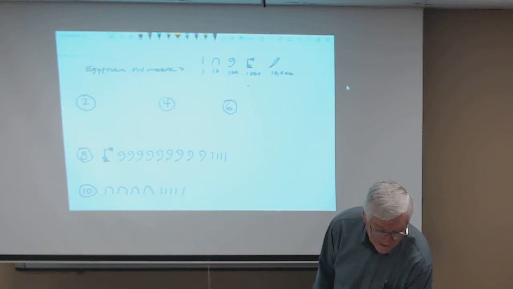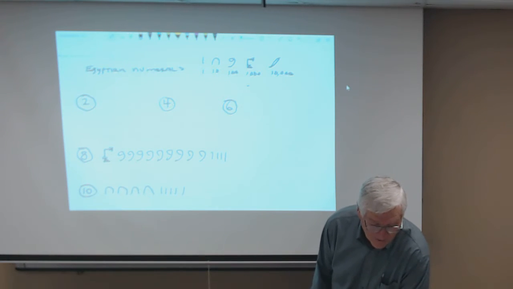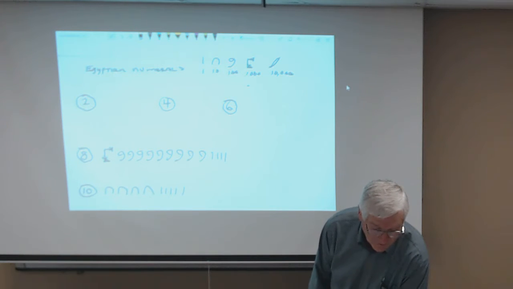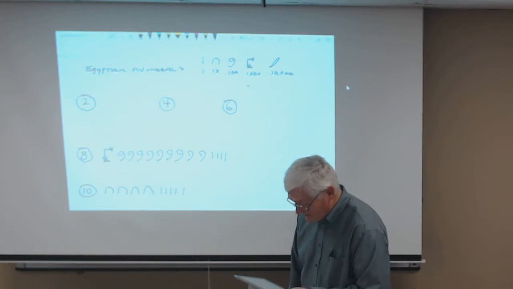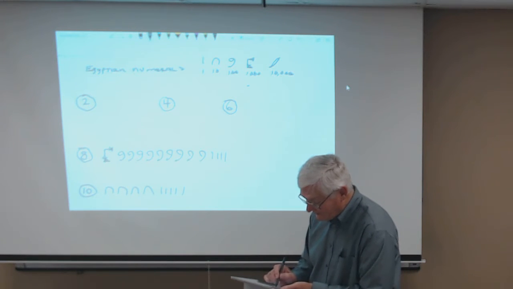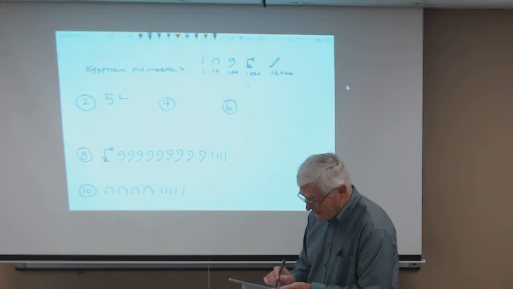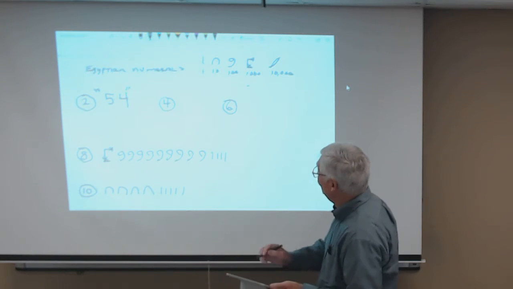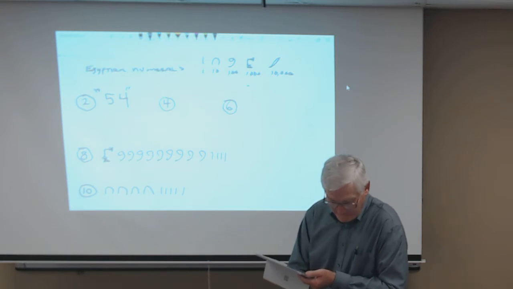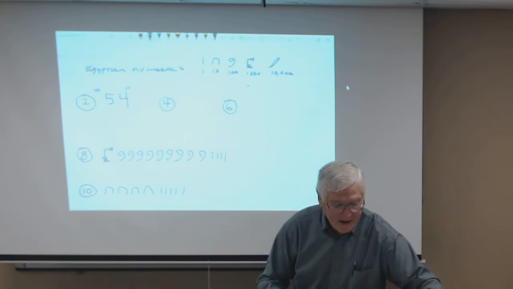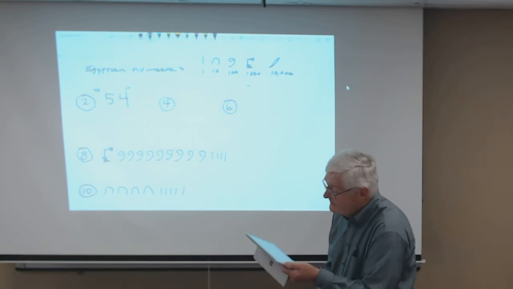page 190. In problems 1 through 6, use the symbols given in table 4.2 and 4.3 to write each number in Egyptian notation. What does number 2 say? 54. Isn't that the way you read that? Now, see, I have Egyptian numerals up here across the top of the screen. You'll want to put those Egyptian numerals on your notepad and keep them handy.